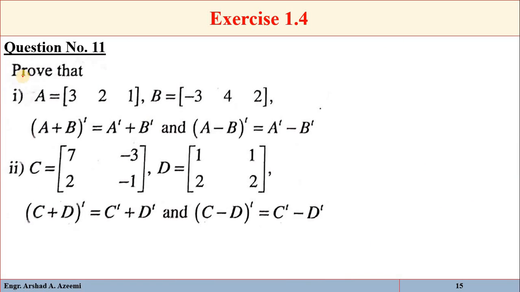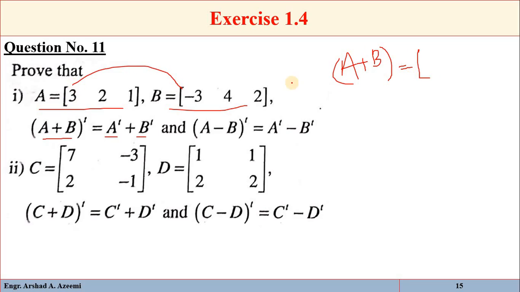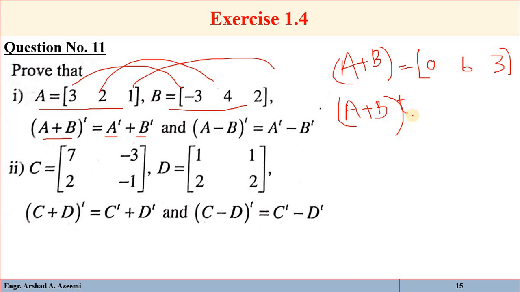Question number 11. A and B are this one. Prove that A plus B whole transpose is equal to A transpose plus B transpose. First just add these two matrices, A plus B. The addition of these two will be, see, 3 plus minus 3 is 0, 2 plus 4 is 6, 1 plus 2 is 3. Now take the transpose of A plus B, just convert the row into column. It will be 0 6 and 3.